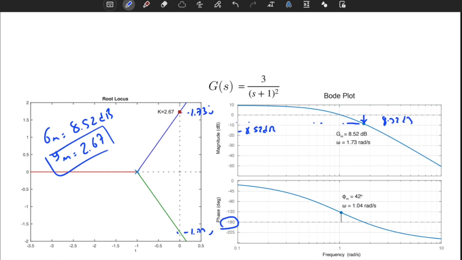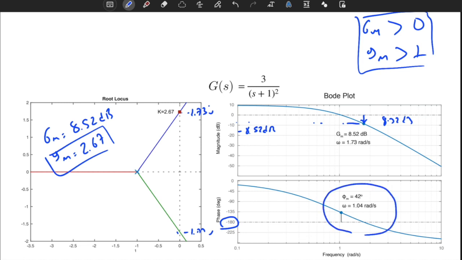So the first necessary but not sufficient condition for stability is gain margin in decibel units should be larger than 0, or gain margin in classical units or non-decibel units should be larger than 1. This is a necessary but not sufficient condition. In order to satisfy sufficiency, we need to also look at the phase margin. As you can see, it's 42 degrees, which is larger than 0. So it is a stable system.